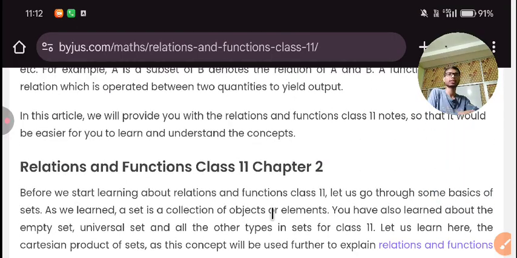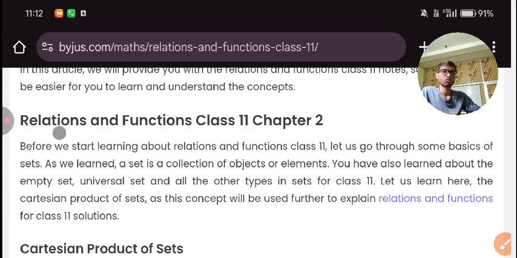Here we selected relations and functions. This is chapter 2. The first chapter is sets. What is a relation? As we know, the meaning of relation among us: brother, sister, mother, father. All these are relations. Same here, something we will realize as a relationship.